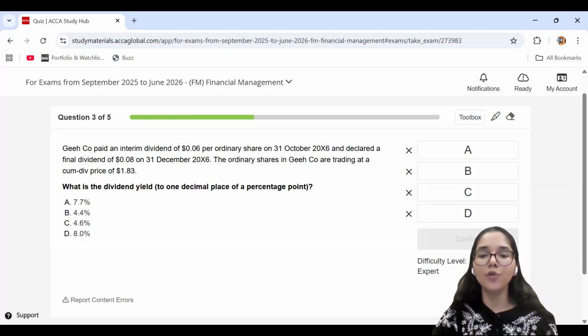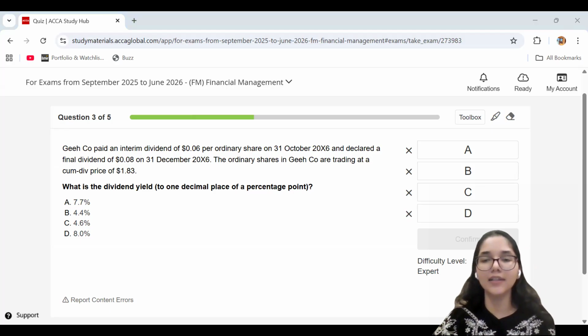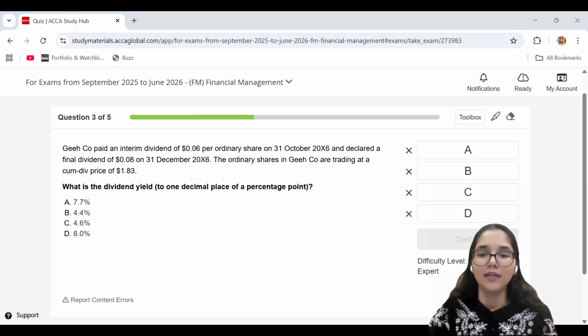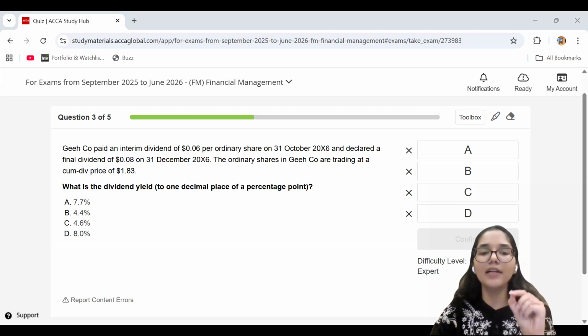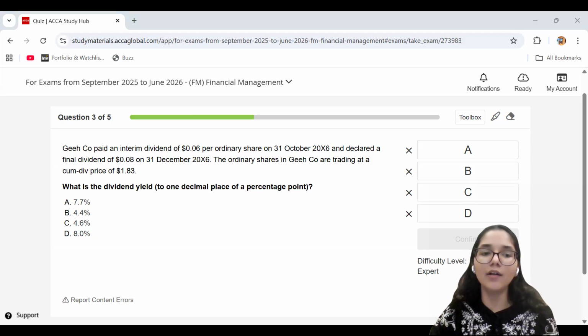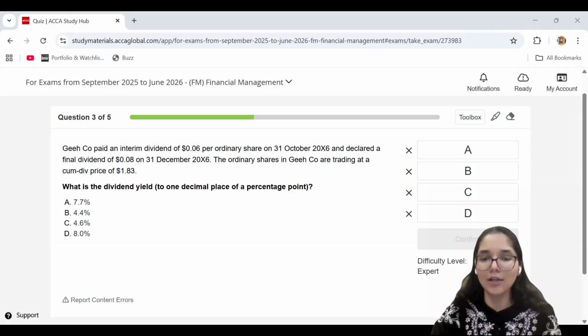Do you know the meaning of cum-dividend price? This is one concept which we usually learn further in the equity chapter. By any chance, does anyone know the meaning of cum-dividend price? It is not adding the dividend for the whole year, but the dividend which is just about to be paid, that is added in this price. So 1.83 includes 0.08. So if I want to find out the share price, it will be 1.83 minus 0.08.